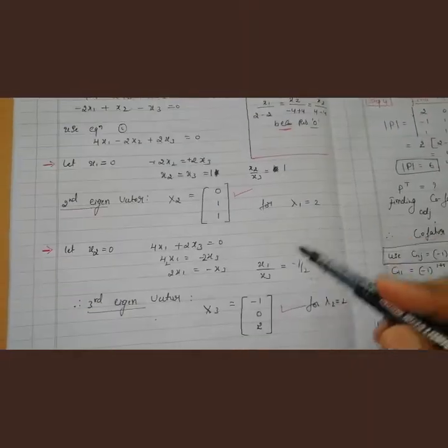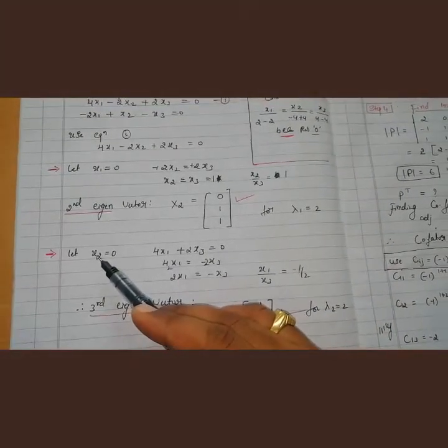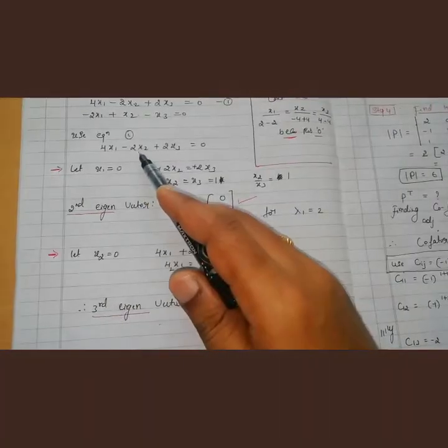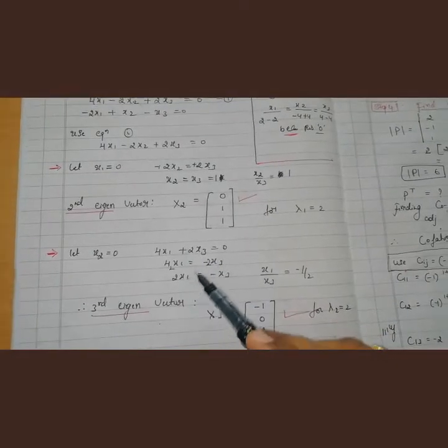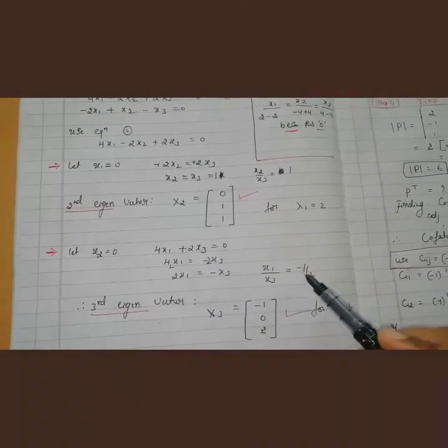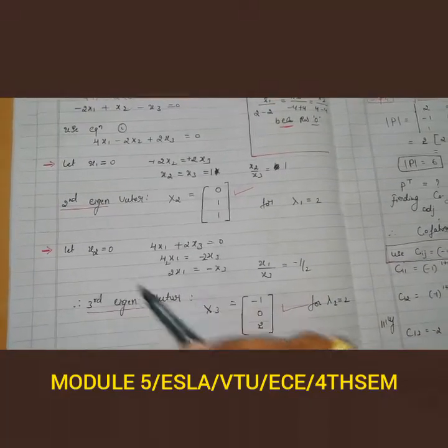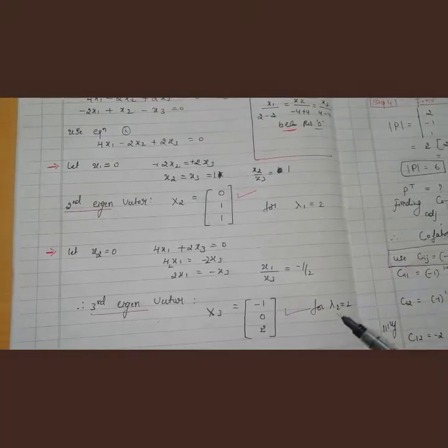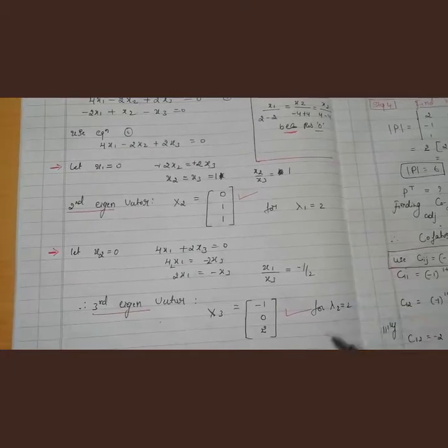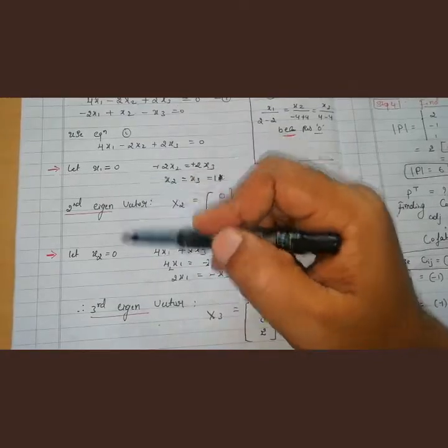So the second eigenvector is x2 equal to [0 1 1], and we got this for lambda equal to 2. Similarly, the third eigenvector x3 is calculated by putting x2 equal to 0 in this. If I substitute x2 equal to 0, what will you get? 4x1 plus 2x3 is equal to 0. After simplification, you will get x1 by x3 is equal to minus 1 by 2. So what is the value of x1? Minus 1. What is the value of x2? 0. What is the value of x3? 2. So this is the third eigenvector for lambda equal to 2. Since the value 2 is repeated, we assume one value and find the other two values. So this is what the eigenvector calculation is. That is step number 2.